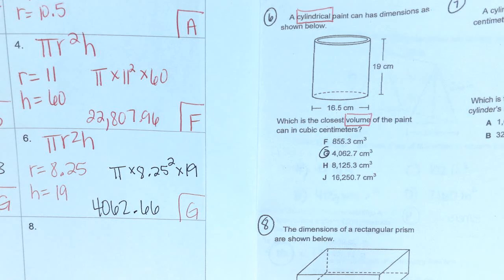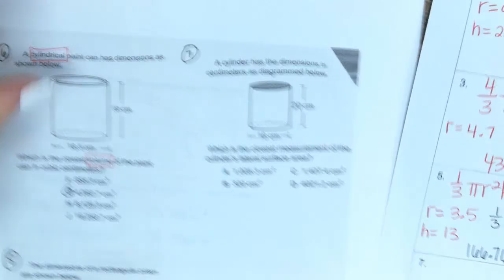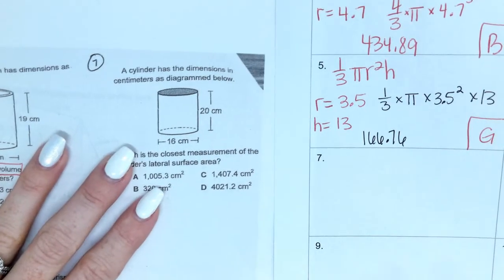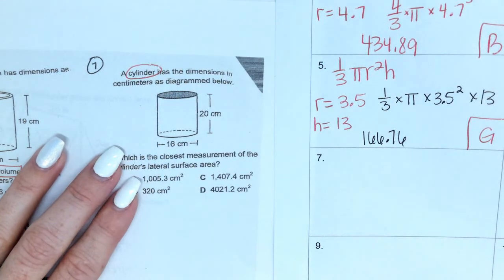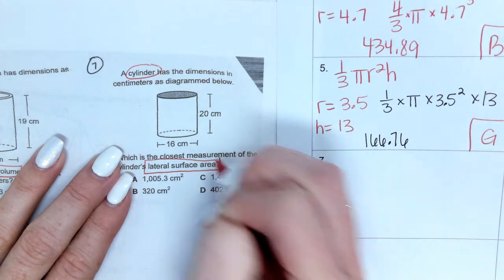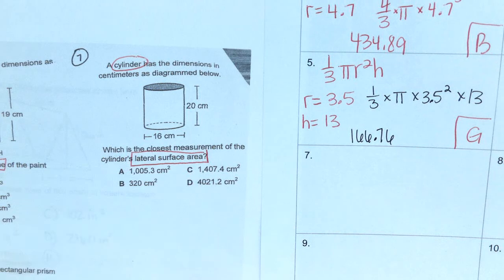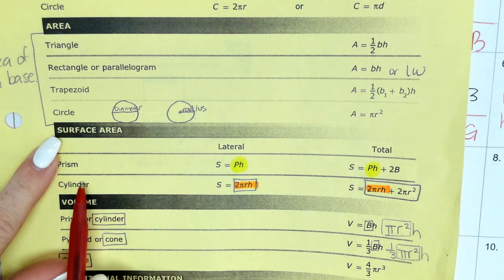Okay, we just did a whole bunch of volume, yes? So now what is it moving on to? So let's look at number 7. Number 7, what type of shape is this? But is it asking for volume? What is it asking for? Lateral surface area. So I go to my star chart. This is the biggest mistake students make on the test. Okay, we've been over here under volume, but now I need to go back to surface area of a cylinder.